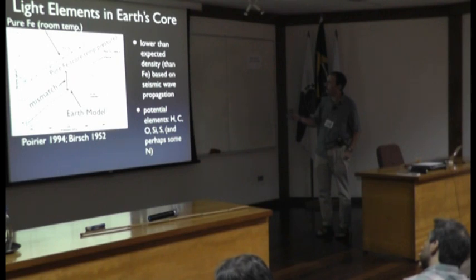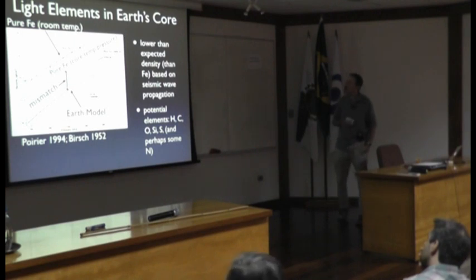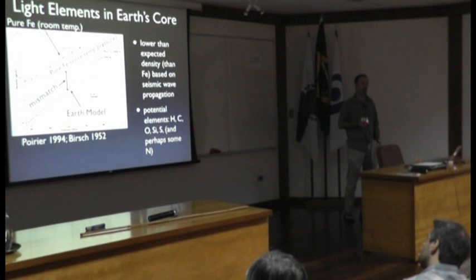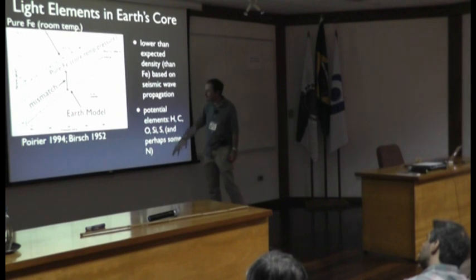But there's a mismatch between the model from the seismic waves and what iron should be, and in fact, it's lower. So you estimate, or you infer, that there's something lighter than iron and nickel in the core of the Earth. And the candidates are hydrogen, carbon, oxygen, silicon, sulfur, and maybe even nitrogen.